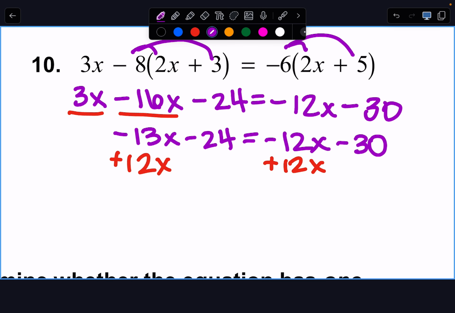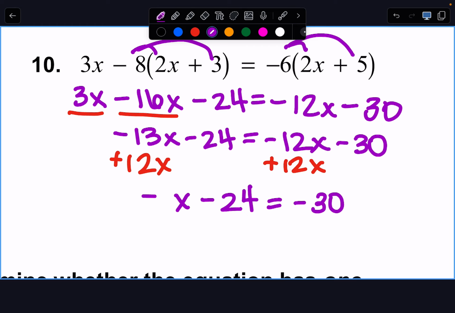Which means now we have negative 1x, or negative x. You would not necessarily need the 1. Equals negative 30. 1x and x mean the same thing, so negative x and negative 1x. If you have the one, cool. If you don't, you don't need it.